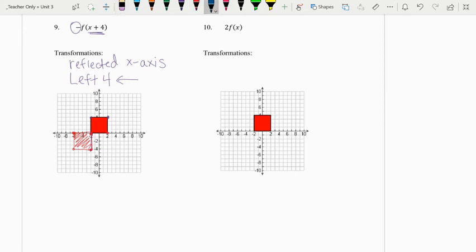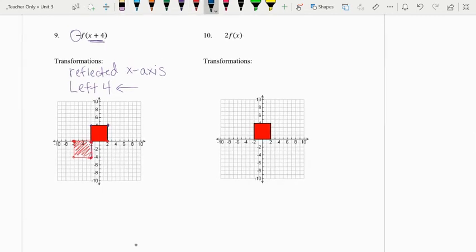And then our last one, we have 2f of x. So this means this is a vertical stretch, because that is our a value of 2. AKA, this is just going to double in height. Okay, so that means if I'm at 4, I'm going to multiply 4 by 2, and I get 8. 4 times 2 is 8. So my new one will be all of this. So we just stretched it all the way up there.